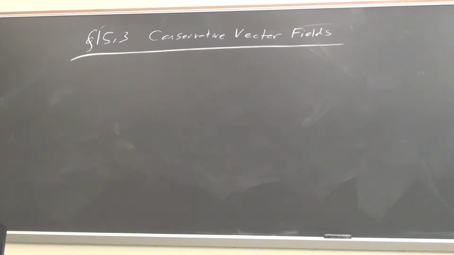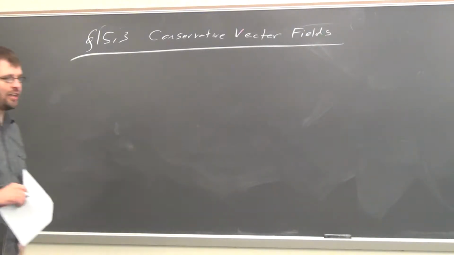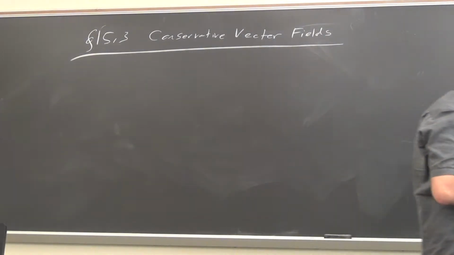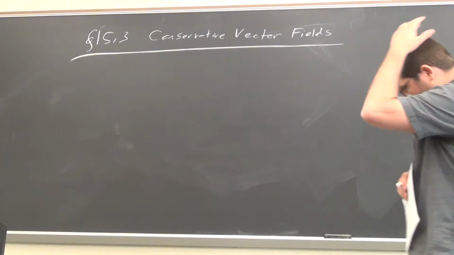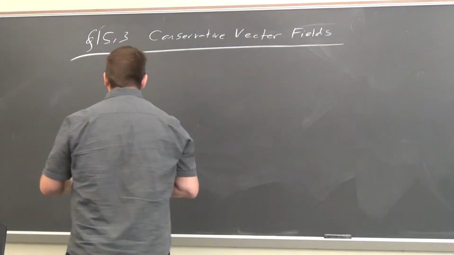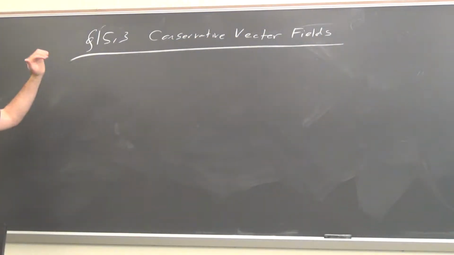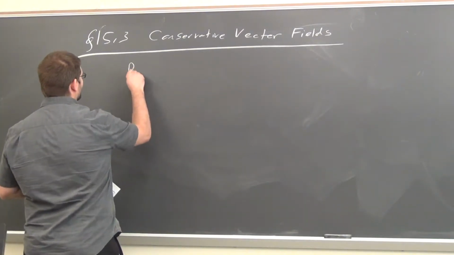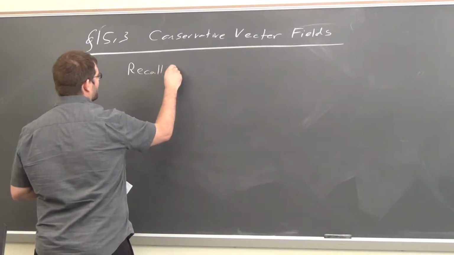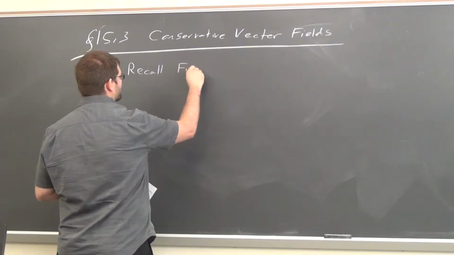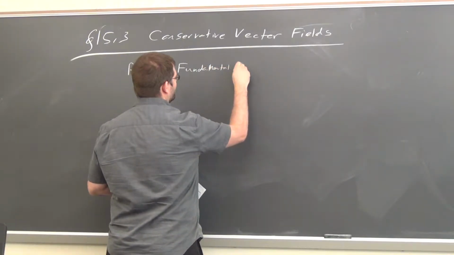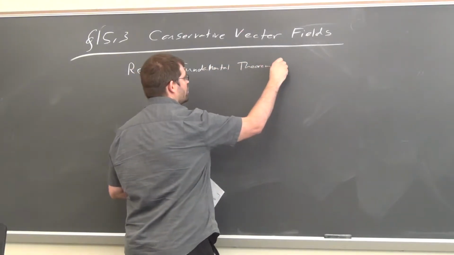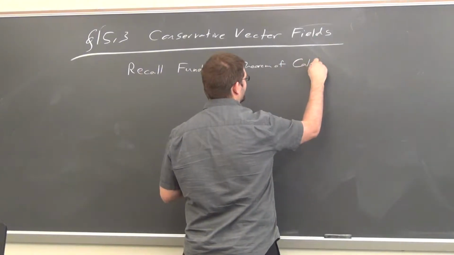15.3, so we're coming back to this idea of conservative vector fields. In 15.2 we integrated over vector fields, line integrals over these vector fields, and we'll see that if the vector field happens to be conservative, we have a really easy approach to this. And so let's recall the fundamental theorem of calculus.